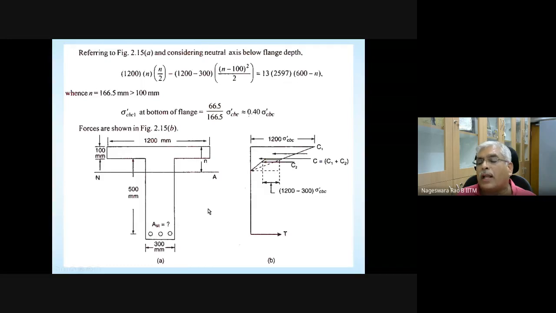and then determine the neutral axis depth. How do you determine the neutral axis depth? Equating the moment of area in compression to the moment of area in tension. If you have already analyzed the T section, you know how to determine the neutral axis depth. Now the area of steel is known, all the quantities are known: width of the web, effective width of flange, depth of flange, effective depth, and also the depth of the web.